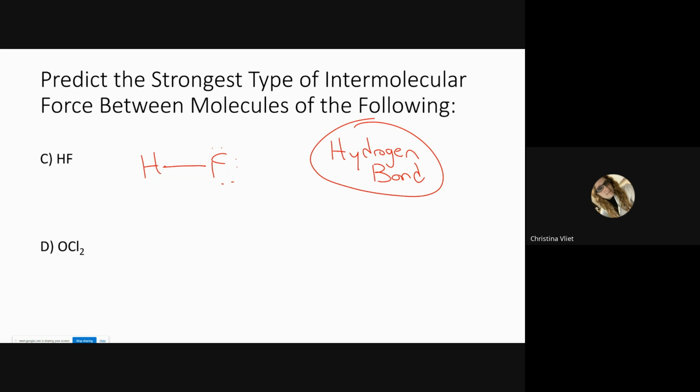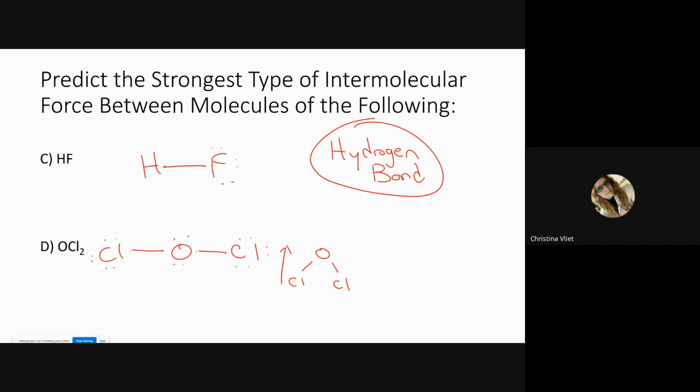OCl2. Fluorine has 7 valence electrons, oxygen has 6. Polar or non-polar? Polar, because it's bent down like this, right? Polar means which of the 3 is the strongest? Is dispersion the strongest? Is dipole-dipole the strongest?